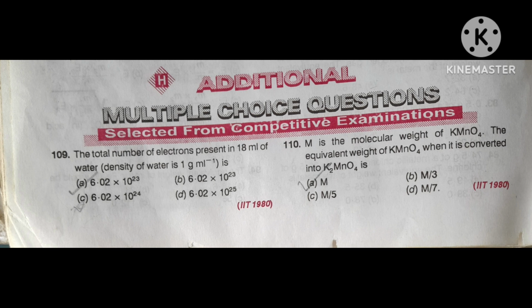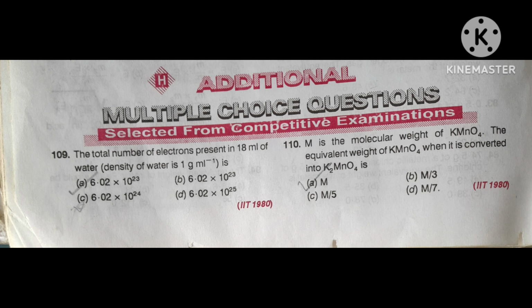Then the correct answer is 6.02 into 10 to the power 23, but because you have multiplied by 10, 23 will become 24. Then the total number of electrons present in 18 ml of water is 6.02 into 10 to the power 24. Option third is correct.